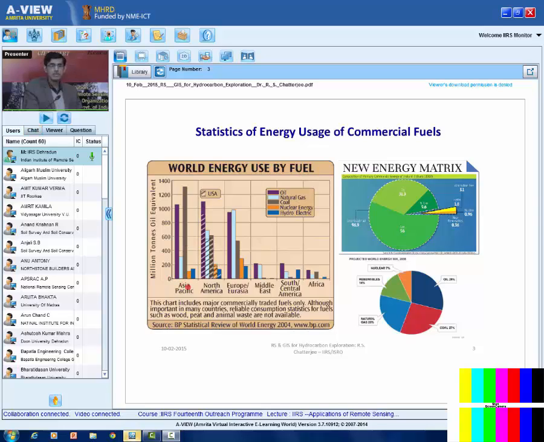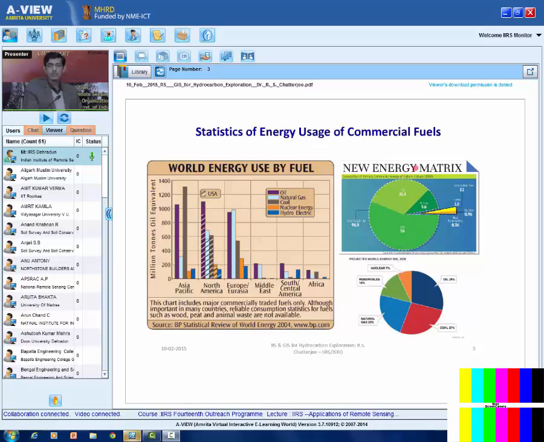Here, in the case of Asia Pacific, we see that we use coal the most in the Asia and Pacific region, followed by oil and natural gas. But in the US, oil is first, then natural gas, then coal. And if you go to Europe, again oil and natural gas are more, followed by coal. And this is other South Central America and Africa. This is in million tons of oil equivalent.